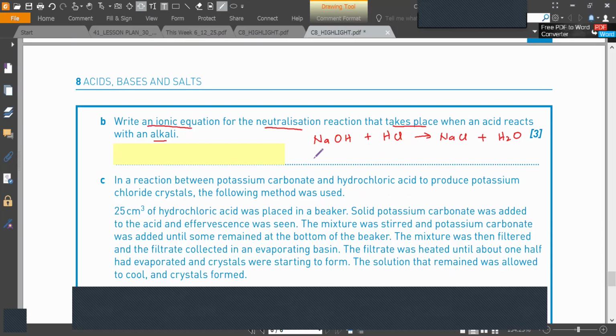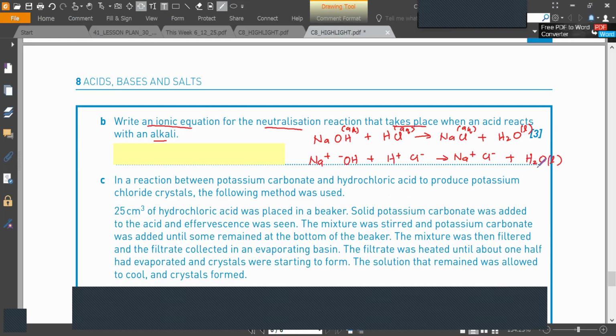Change everything to ions. So sodium hydroxide, we're starting as aqueous. And then sodium chloride is also aqueous, soluble in water. Water is just liquid. So now all the aqueous solutions we can change to ions, plus water.